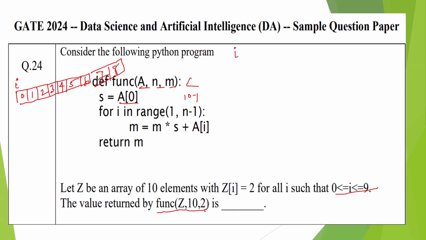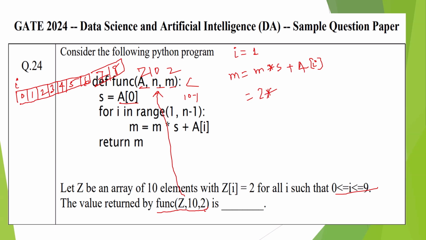Initially when i is equal to 1, what is the value for m? m is equal to m into s plus a of i. What is m there? m is this number 2, because if we call this function, in a we have z, in n we have 10, and in m we have 2. So m is 2.